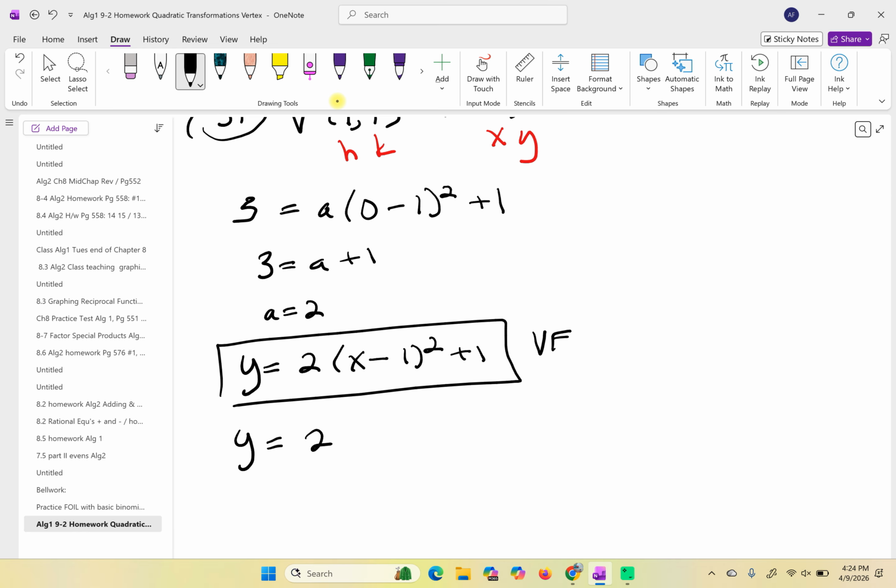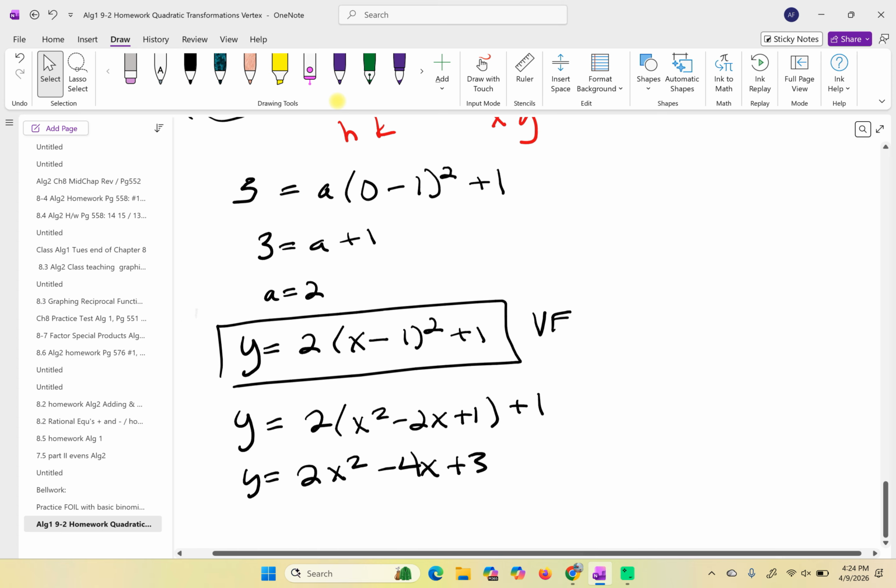FOIL this binomial, and you get x squared minus 2x plus 1. Distribute the 2. This is going to be 2 plus 1 is 3. And here is the standard form.